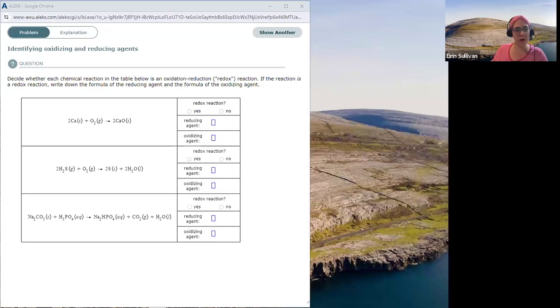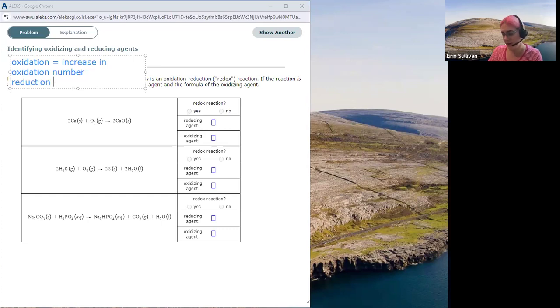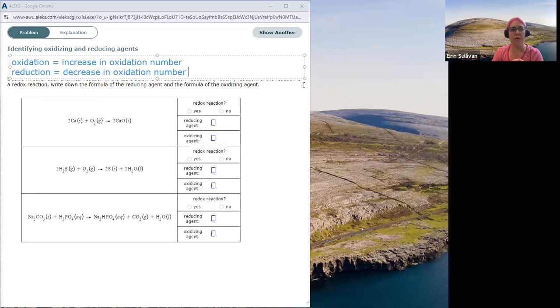Okay, so this question on identifying oxidizing and reducing agents is just taking it one step further from what we were doing in the last question. So remember, oxidation is the increase in oxidation number, and reduction is the decrease in oxidation number. You may have heard of alternative definitions, such as the very cute, easy to remember mnemonic OIL RIG. Oxidation is loss of electrons, reduction is gain of electrons.